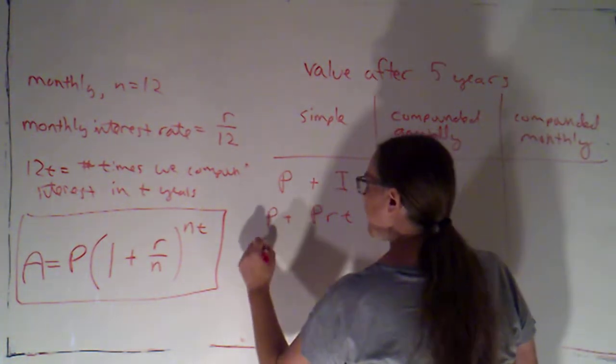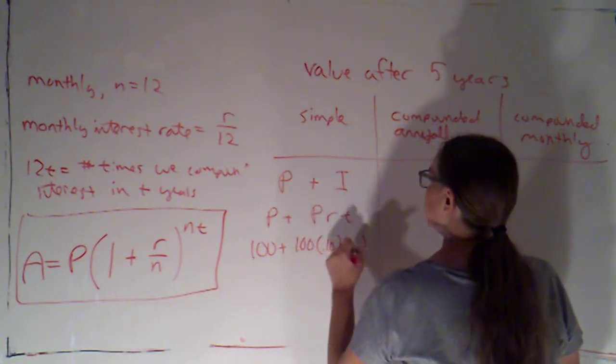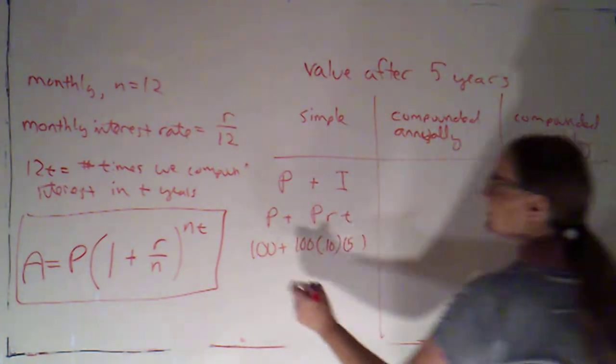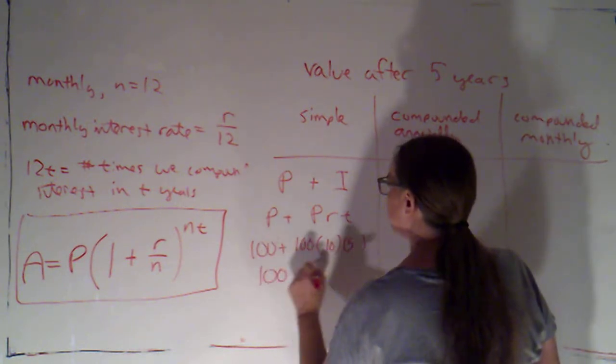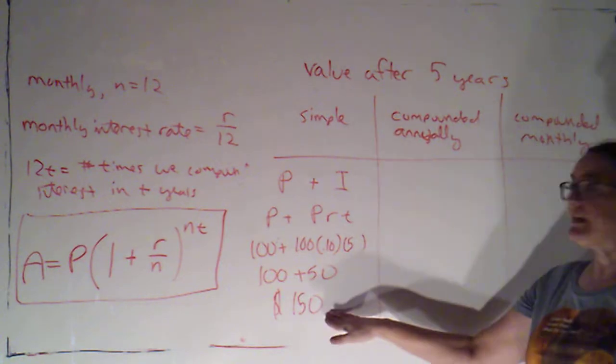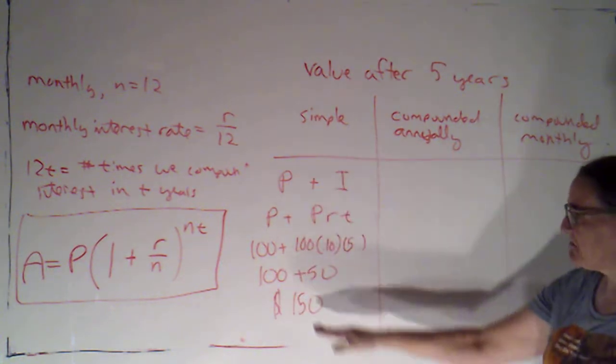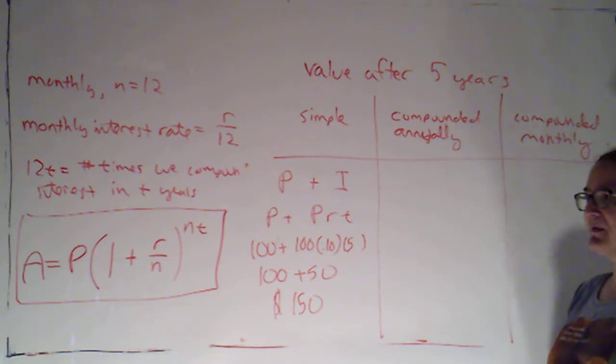So that would have been 100 plus 100 times 0.10 times 5. So that's going to be 100 plus 50. It would be worth $150. You'll notice I didn't bother to write the dollar sign while I was doing the work, but for my final answer, I do want to include that.